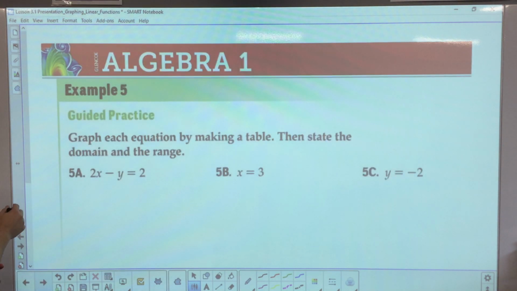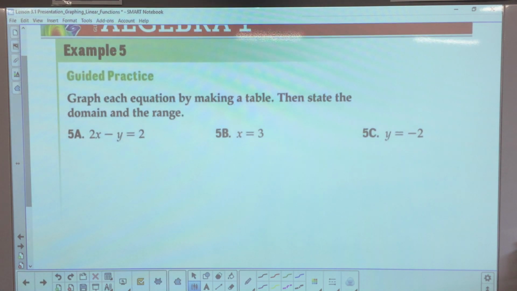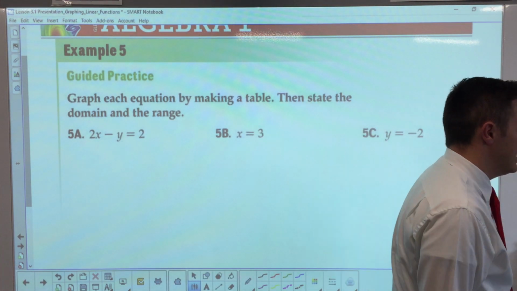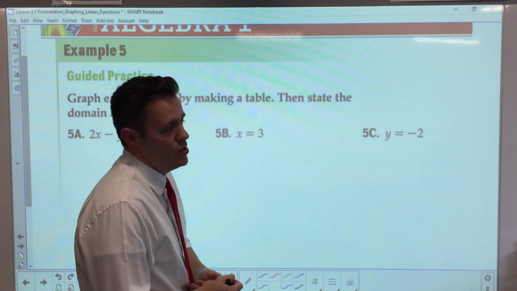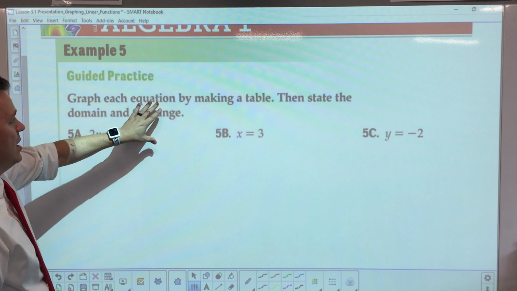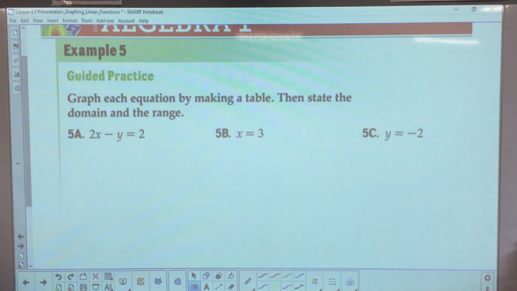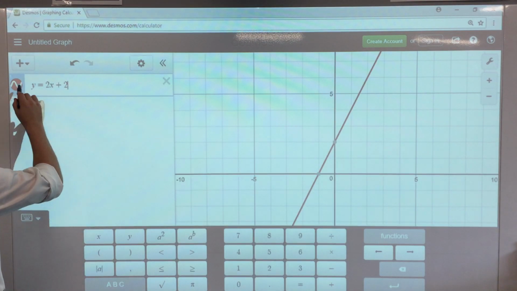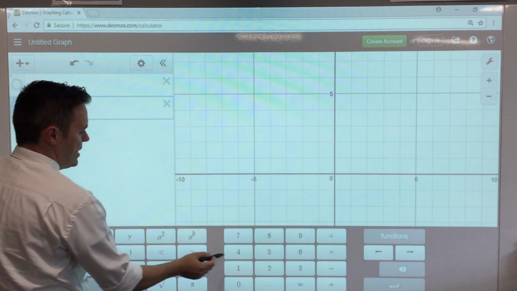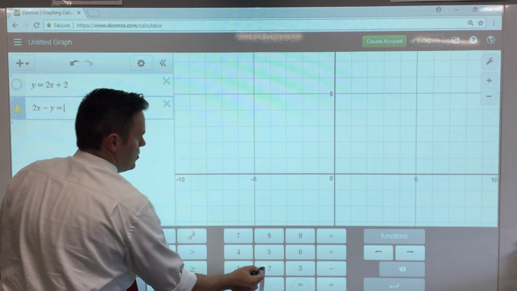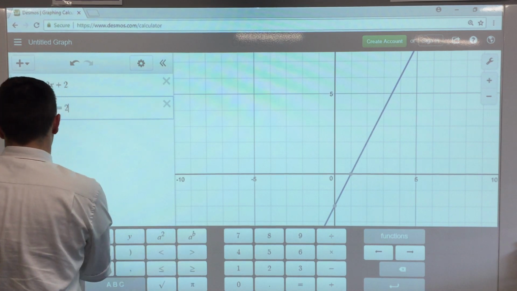Okay, all right, guided practice, your turn, ladies and gentlemen. Do I want you to make a table for these? I do not want you to take the time to make the table because it's going to take you too long. Instead, what I want to make sure is that you state it and graph this on the graphing calculator. So 2x minus y equals 2. If I graph that one, so let's turn this off. So it's 2x minus y equals 2, right? All right, set this up.